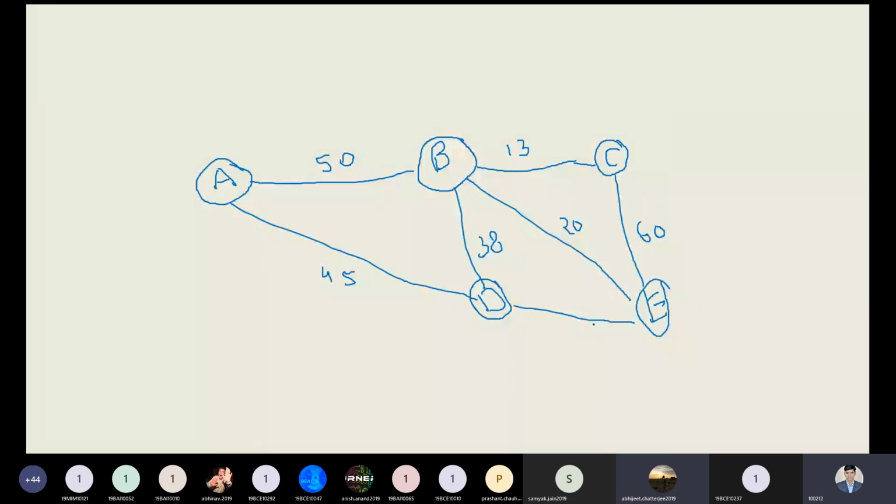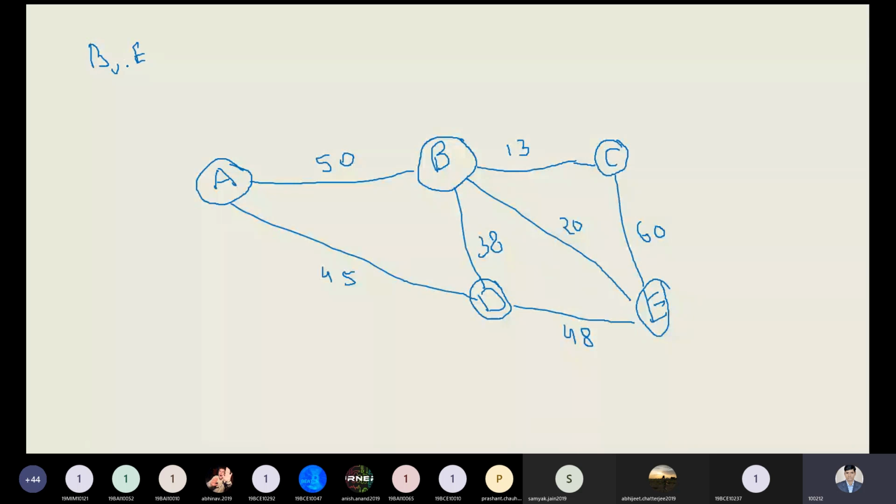D to E, sorry, I just forgot this one. Okay, D to E, what value? 48. Okay. Suppose I need the cost from A to B. Okay, and then I'm checking for understanding purpose. B to E. Okay, I need to calculate the distance from B to E. So I'm just picking the cost from B to E.